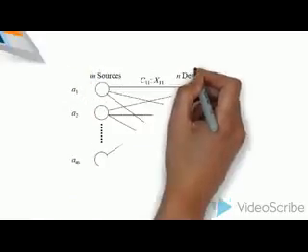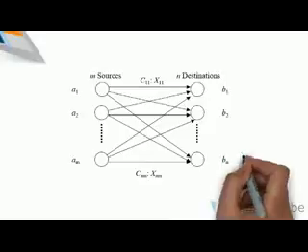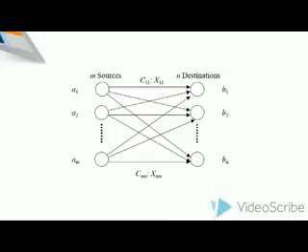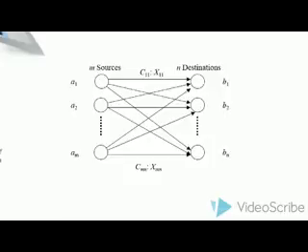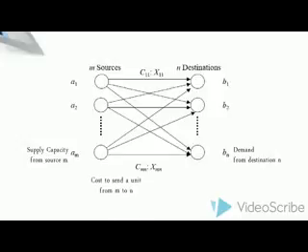Let's look at the scenario. We have m different sources and n different destinations. Our m sources are producing a single type of product and there is a demand at the destinations. The supply capacity of source m is represented by a_m, and the demand at destination n is represented by b_n. The cost to deliver an item from source m to destination n is c_mn, and the number of units we can send from source m to destination n is x_mn.